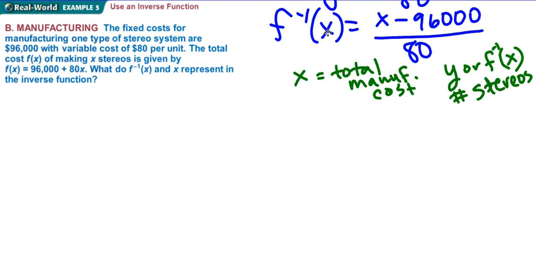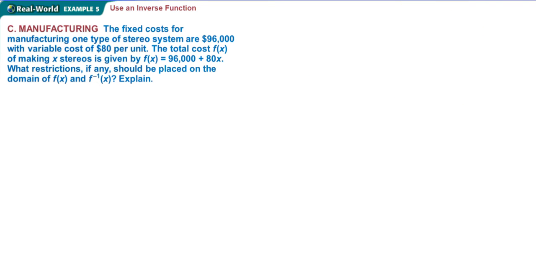But now we want to talk about domain and range in terms of this situation. So can I put all real numbers? Does it make sense to put in all real numbers as we look at this? And so I want to go kind of, it's to C, but I want to go back to f of x. So f of x is on here. What restrictions, if any, should we put in the domain of f of x and then also f inverse? So f of x is this 96,000 plus 80x, and x is the number of stereos.